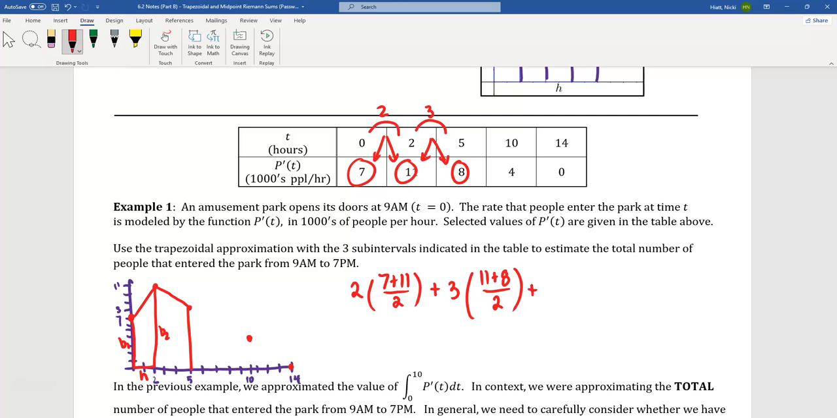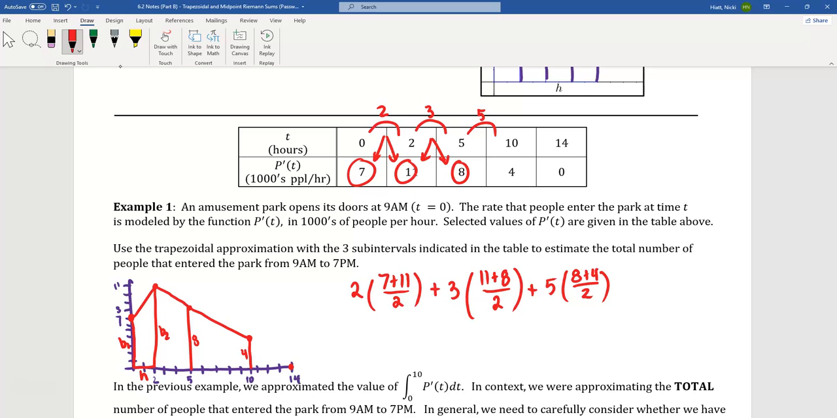I'll keep going. My next trapezoid is going to be this big fat one here. What's the height of that trapezoid? 5. It's going to be 5. And then this base right here is 8. This base right here is 4. So I'll have 5 times 8 plus 4 divided by 2.